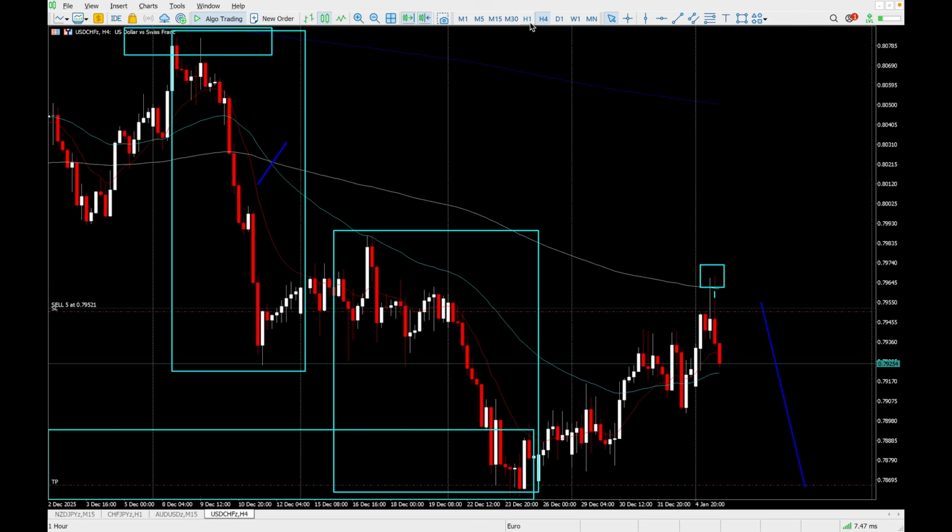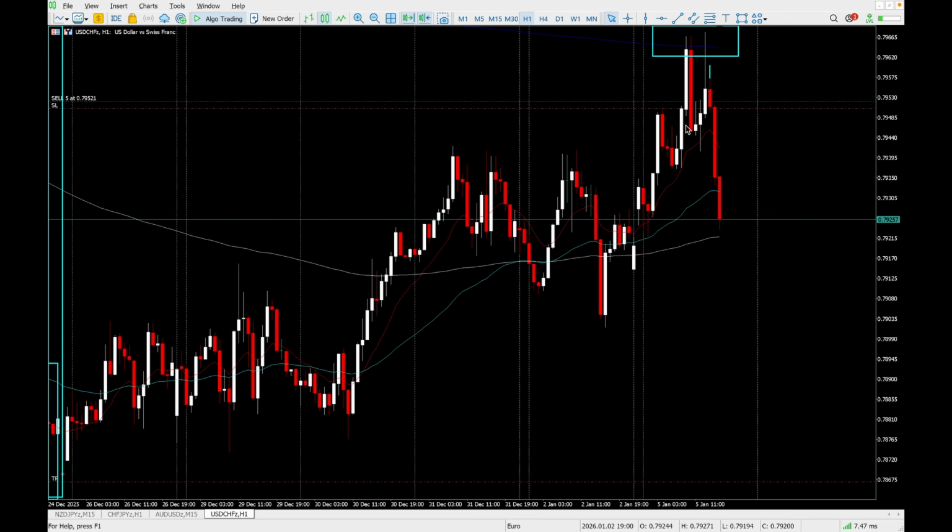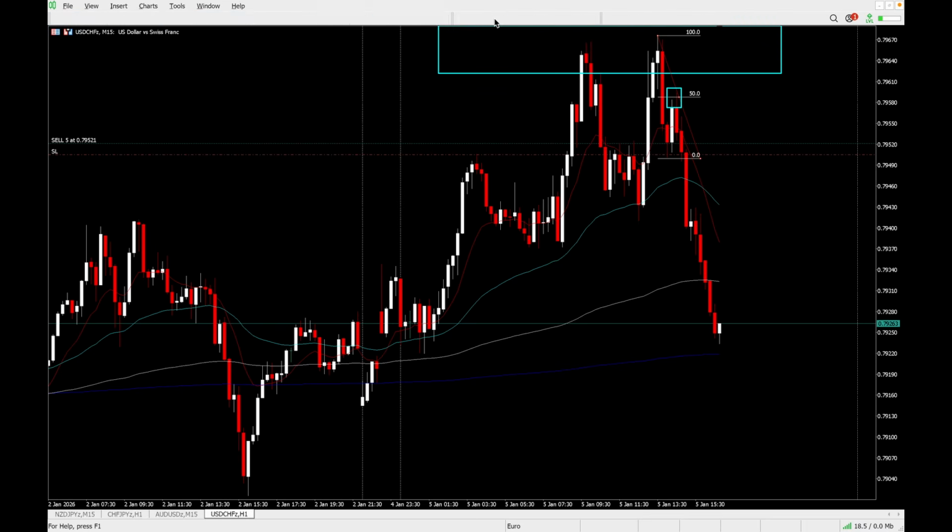Right, so this is what I saw. I moved down to the H1 time frame, and on the H1 time frame, what I can identify is we did have a stop hunt to that 800 EMA, as you can see, giving us the first leg.